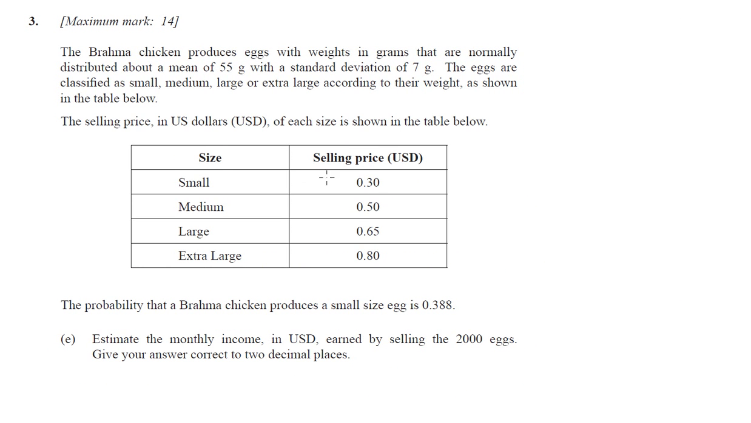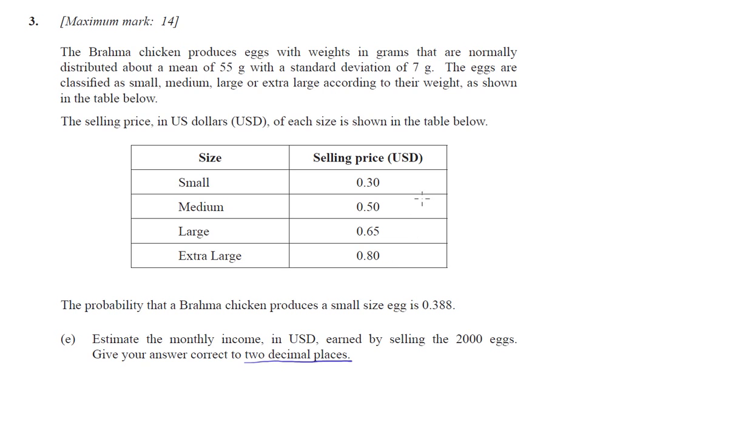So a different graph here says the Brahma chickens produce eggs with weights in grams that are normally distributed about a mean of 55 grams with a standard deviation of 7 grams. The eggs are classified as small, medium, large, or extra large according to their weight as shown in the table below. The selling price in dollars of each size is shown in this table. The probability that a Brahma chicken produces a small size egg is 38.8%. Estimate the monthly income earned by selling the 2,000 eggs. Give your answer correct to 2 decimal places. So they're telling us where to round to.